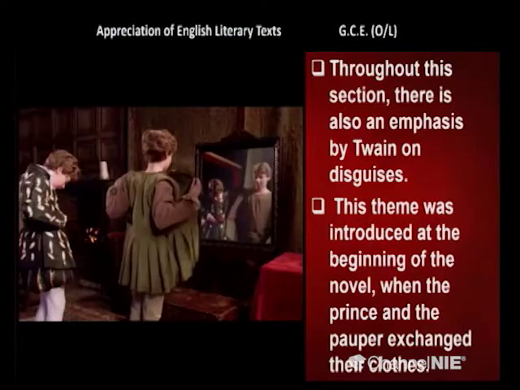Throughout this section, there is also an emphasis by Twain on disguise. This theme was introduced at the beginning of the novel, when the prince and the pauper exchange their clothes. So that is the first disguise. But there are many other disguises throughout the novel. Notice them.